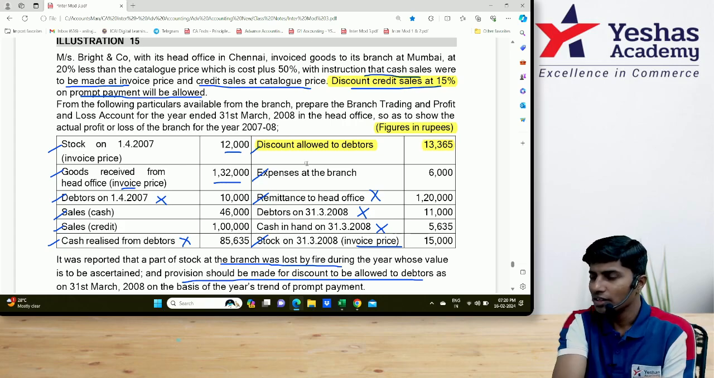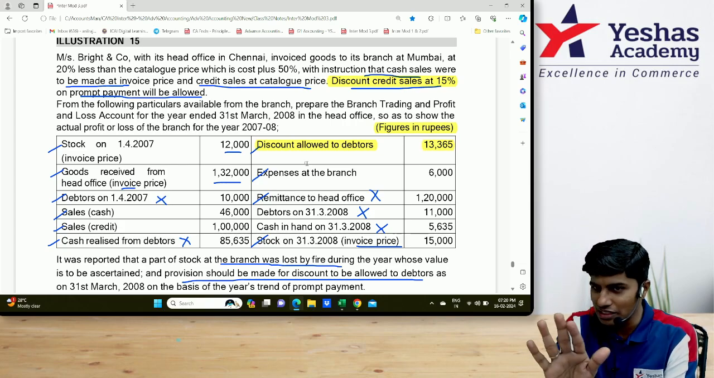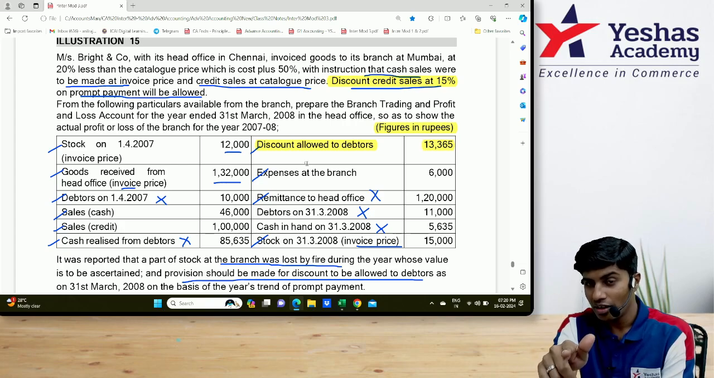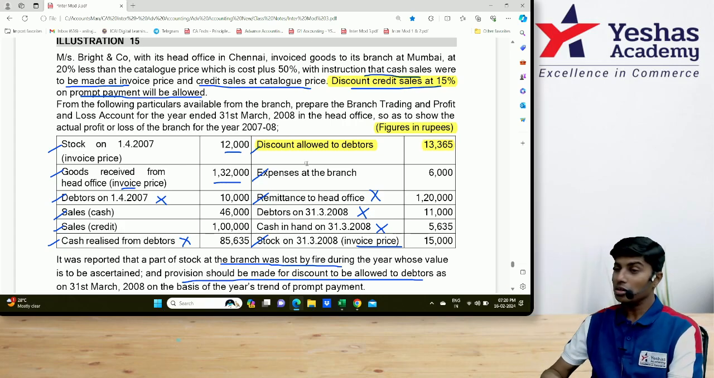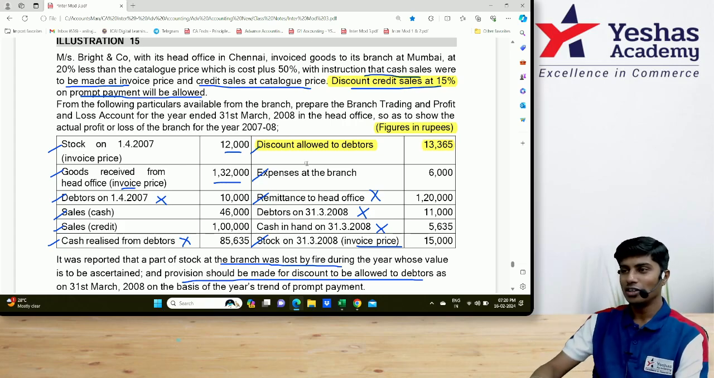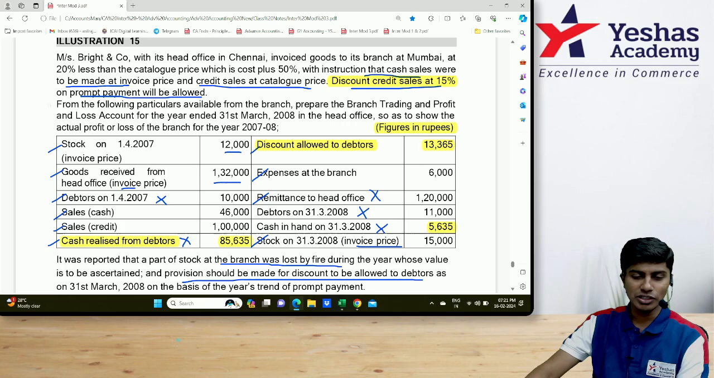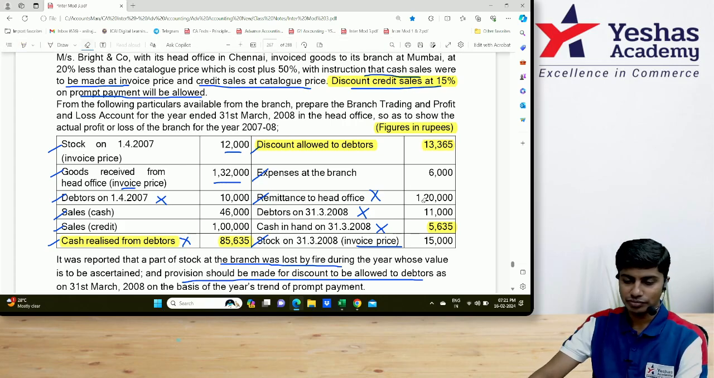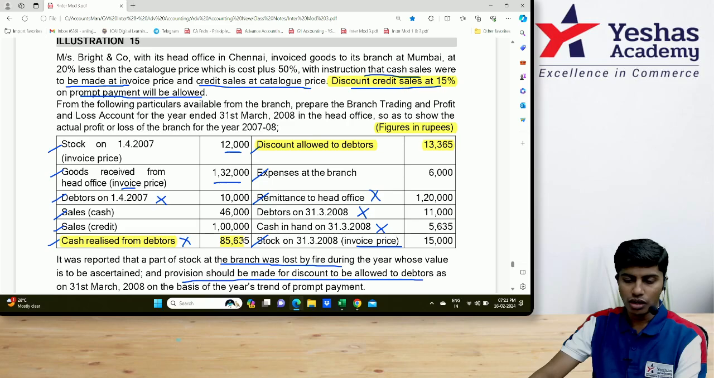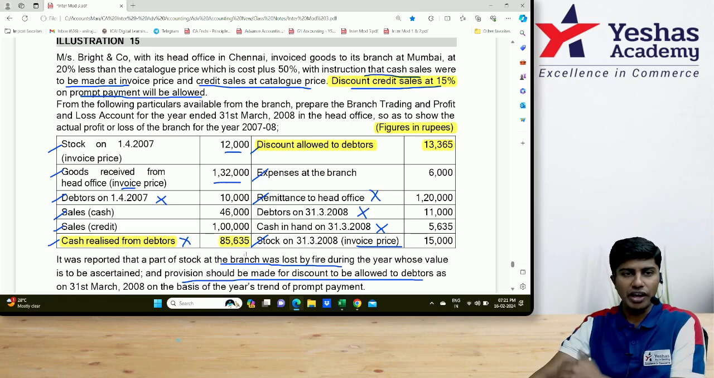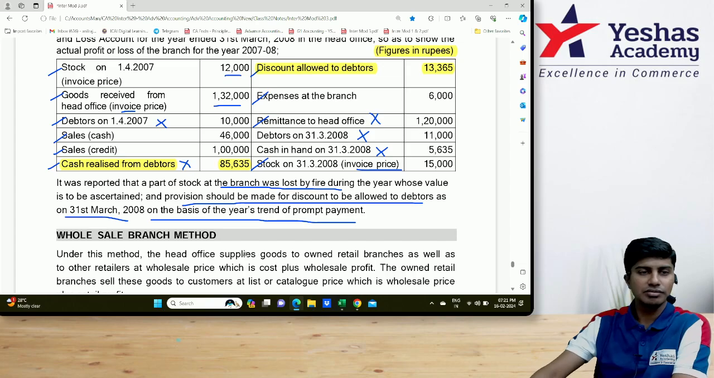Sir, how do we use this? 75,735 is the amount collected after giving discount. That's not the total amount collected. Total amount collected during the year from debtors is 85,635. How much have we collected totally during the year? 85,635. Total cash realized.